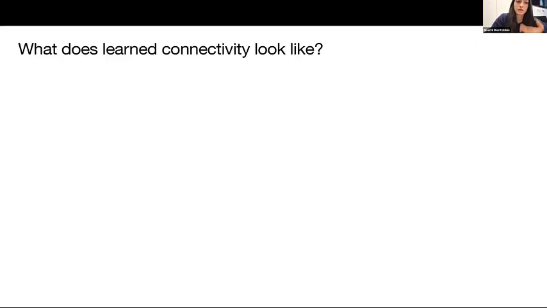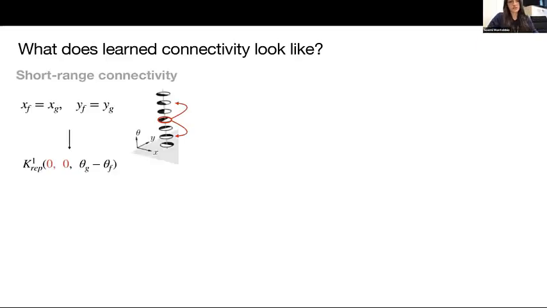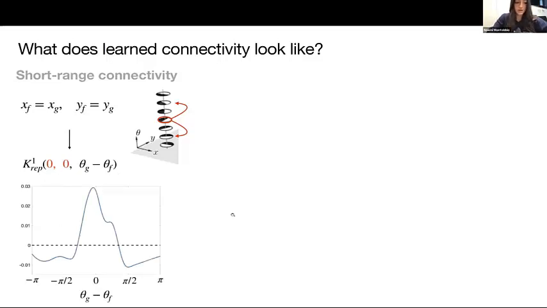We can study what kind of connectivity it induces. So for short-range connectivity, this means looking at basically the kernel where the first two coordinates are 0, so no positional shift, but just the interactions between cells that lie at the same spatial position on the retina, but are sensitive to different orientations. So basically a one-dimensional function of orientation.